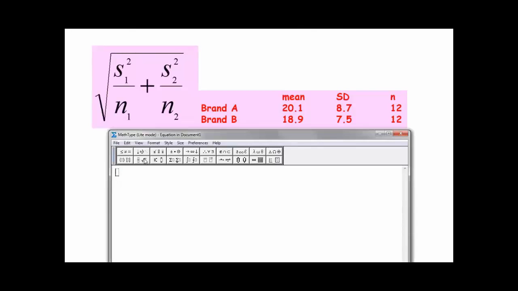Okay, so this is the standard error part of our confidence interval formula. We're going to identify those numbers and then evaluate the formula and come up with an actual number. I want the square root of these two fractions, with a plus in between. I want the standard deviation of the first sample, which is 8.7, squared, divided by the sample size, which is 12. Then I do the same thing with the other one, so 7.5 squared divided by 12.